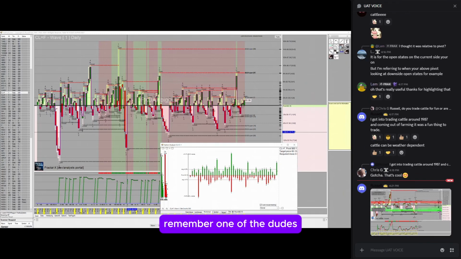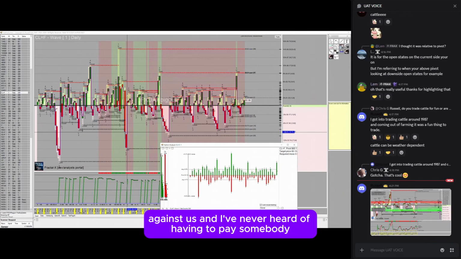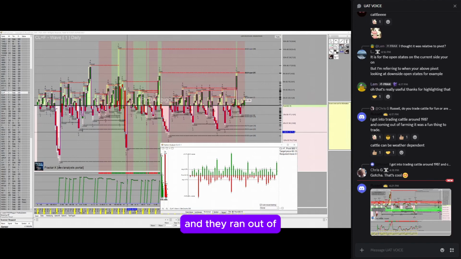crazy. And I remember one of the dudes from one of the oil companies went unglued. He's like, "This futures market's rigged against us, and I've never heard of having to pay somebody." What happened was they were putting all the oil in tankers and storage, and they ran out of storage, and there was nowhere to go.